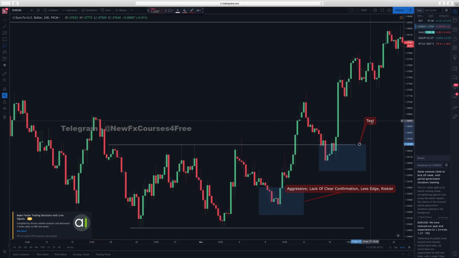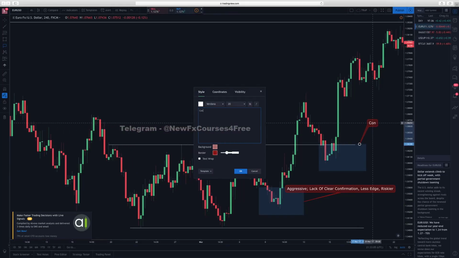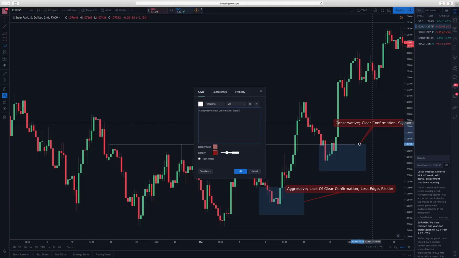And then this is going to be classed as conservative, because you waited for clear confirmation, a signal for higher prices. So there is naturally more edge, more probability of it coming through, and it is the less risky trade.